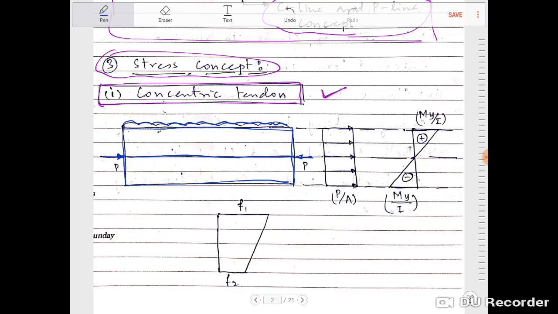Now, as it is along the centroidal axis, it is going to be concentric. Why? Because there is no eccentricity, and as eccentricity is not there, there are no moments due to the pre-stressing force. The only stresses that are going to come are one, a normal compressive stress due to the pre-stressing force, and second, the bending stress due to the externally applied loads.